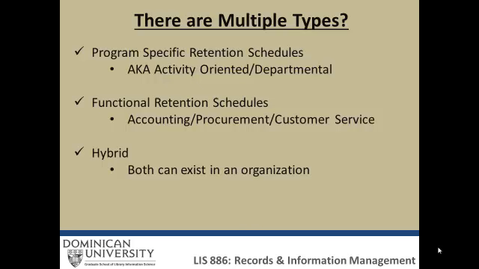For starters, a program-specific records retention schedule, otherwise known as an activity-oriented or department records retention schedule, is found in and relates to a particular program unit. For example, the records management department of an organization may have record series such as records disposal certificates, official changes to the schedule, or other legal hold notices. On a program-specific records retention schedule, only these items would appear.